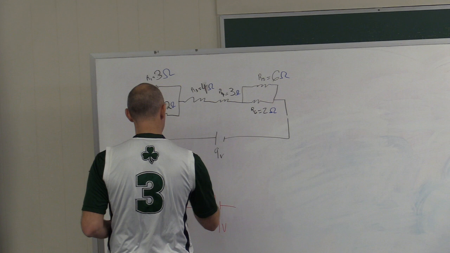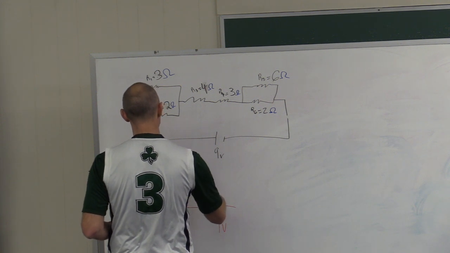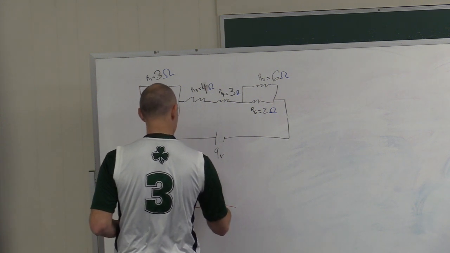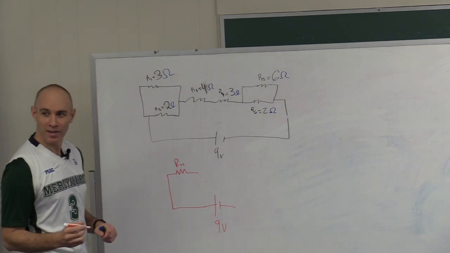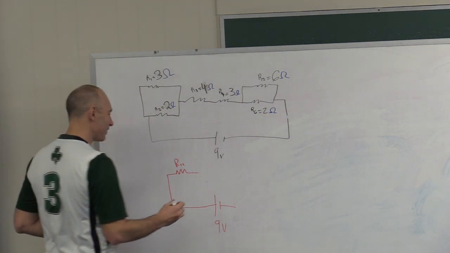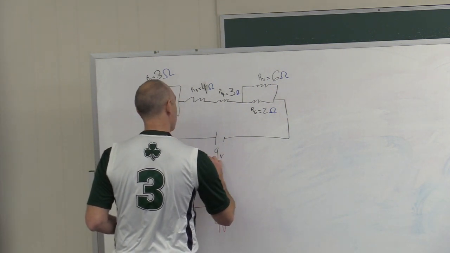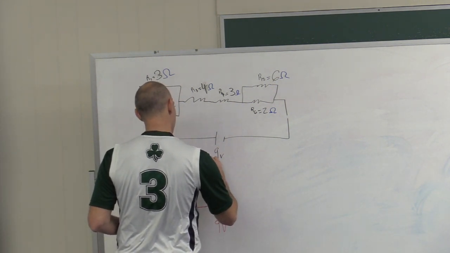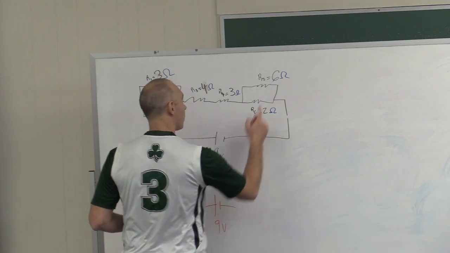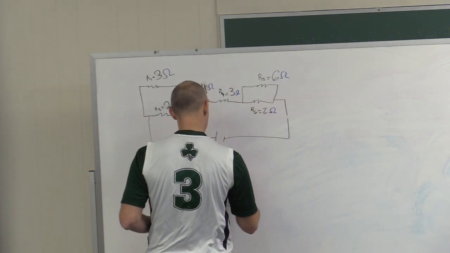We get up to the top, and I have R12. I gotta draw it. It's okay, it's all right. It's all good. I have R34. And then I've got R56.